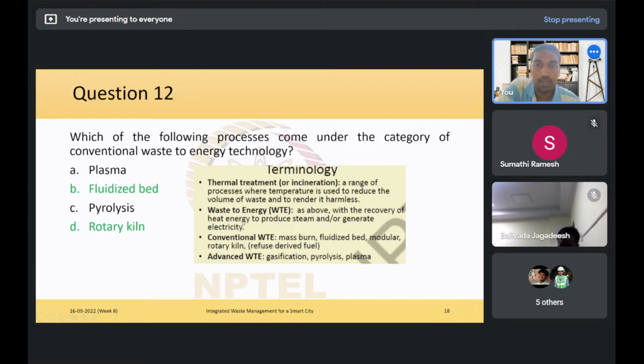Whereas plasma, pyrolysis, which is combustion in the absence of oxygen, and then gasification, are advanced techniques that we use for waste to energy generation.